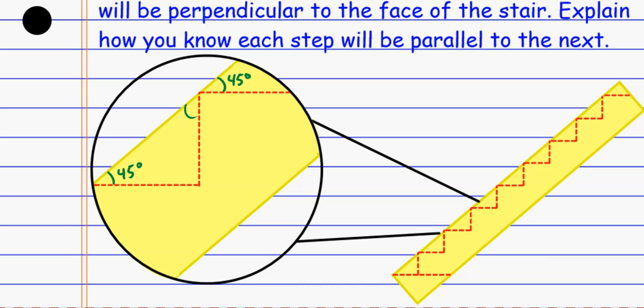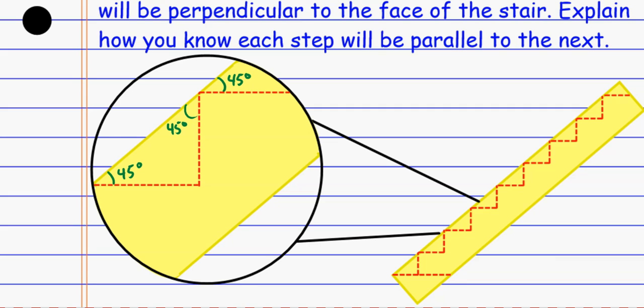And so right away, that's how we know that each of the stairs is going to be parallel to the next, because they're all going off at the same angle. Remember, that's how we discover if lines are parallel. Parallel lines always go off at the same angle. So if every single one of these steps is going off at a 45-degree angle from the original piece of wood, then they're all parallel.